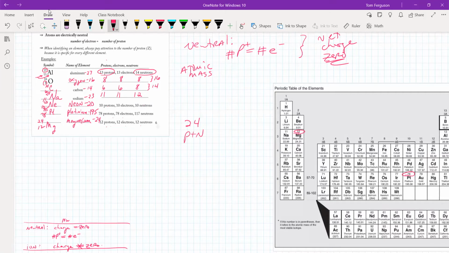Magnesium 25 is going to have a different atomic mass. So the atomic mass is not a decimal number when I'm talking about a specific isotope. The decimal number on the periodic table is an average of all the isotopes in nature. We'll talk about that a little more in a little while here.